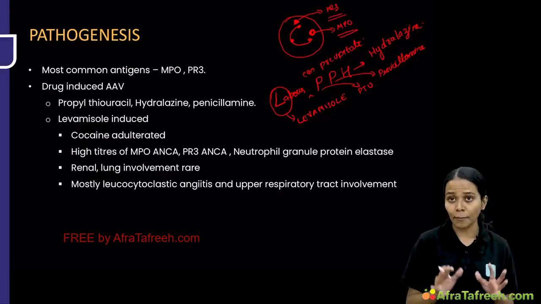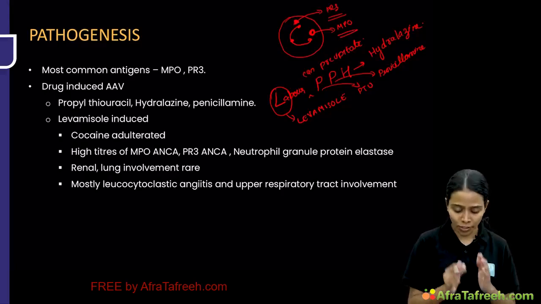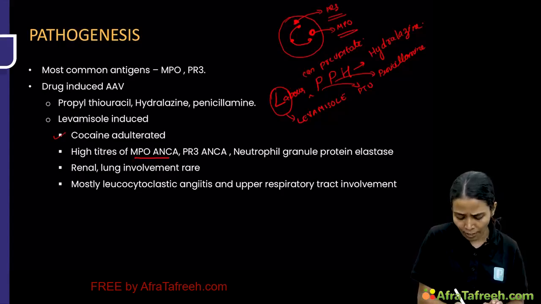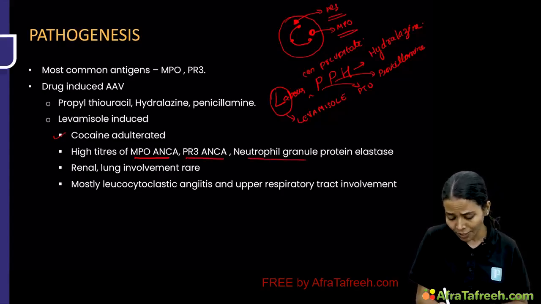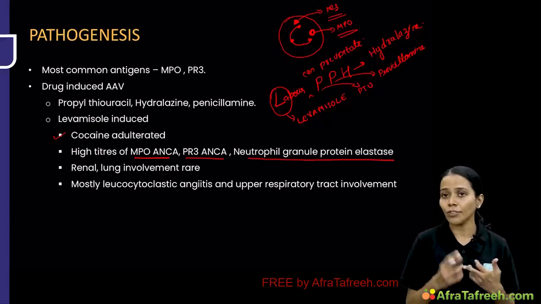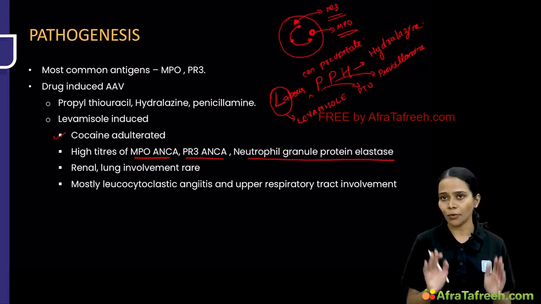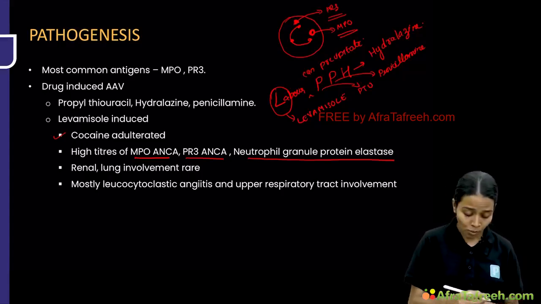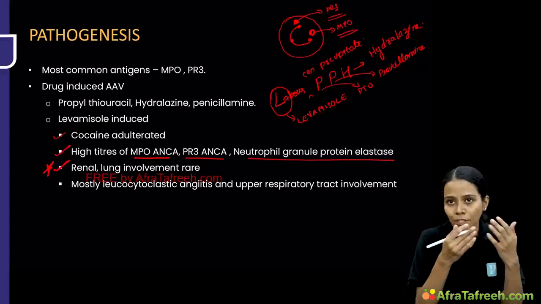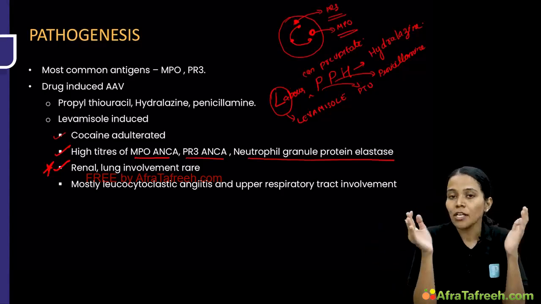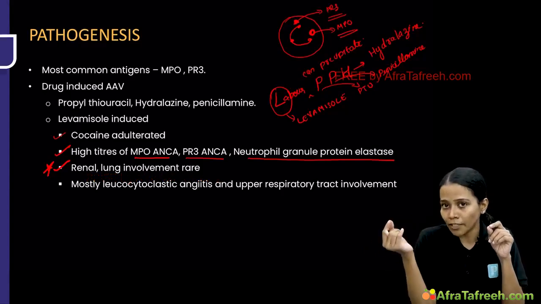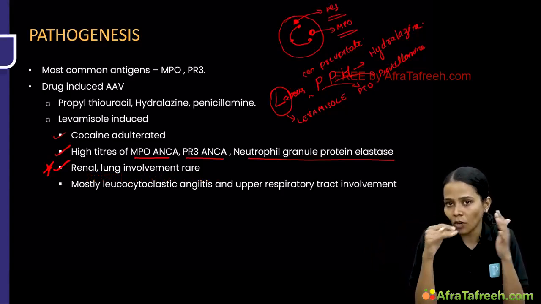Now coming to levamisole associated vasculitis. It is mostly in cocaine adulterated levamisole that we see. You see high titers of MPO ANCA, PR3 ANCA, and neutrophil granule protein elastase. So antibodies against all 3 things, MPO, PR3 and neutrophil granule protein elastase, are going to be seen. The most important thing to remember here is that renal and lung involvement is rare. So if you're getting an MCQ that all of these are true about levamisole induced or drug induced vasculitis and they write that kidney involvement is common, then the exception in the options will be this.